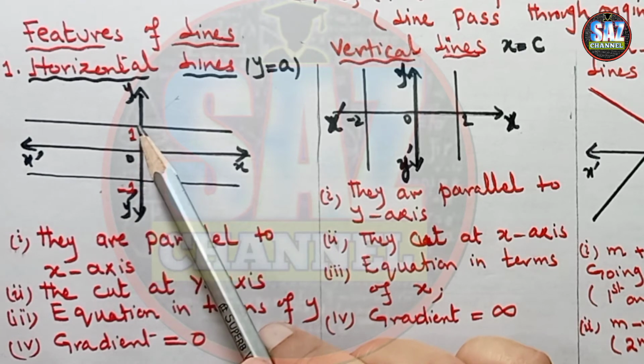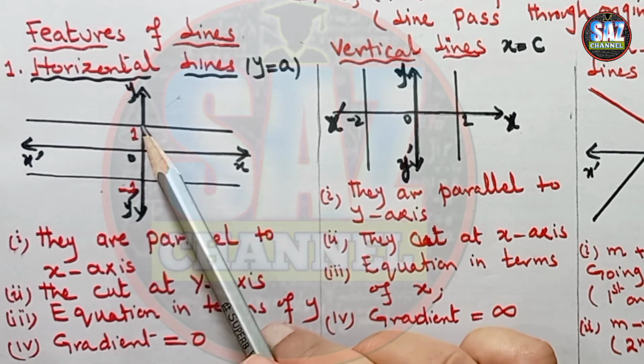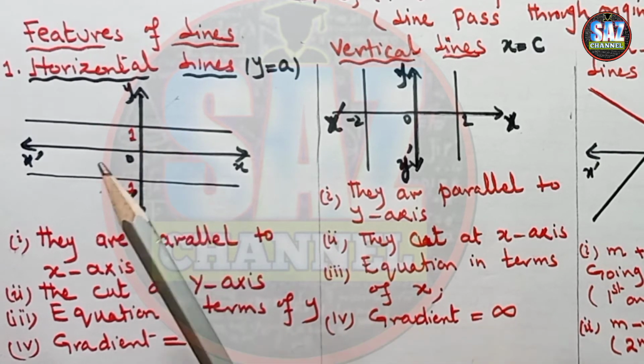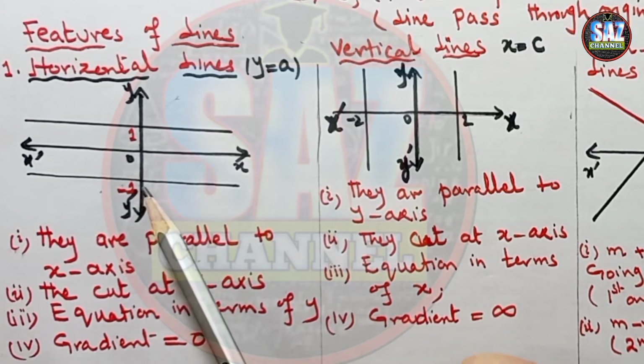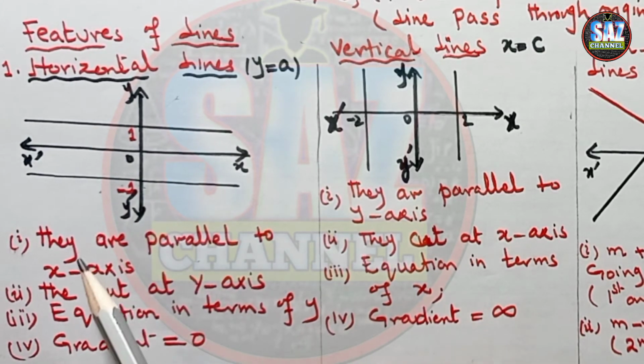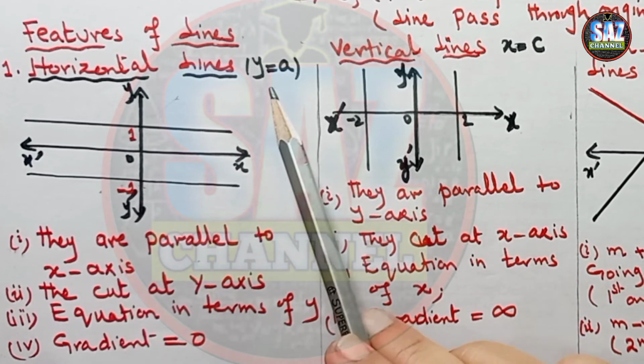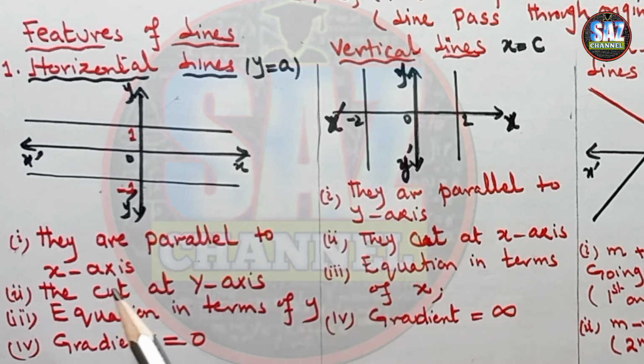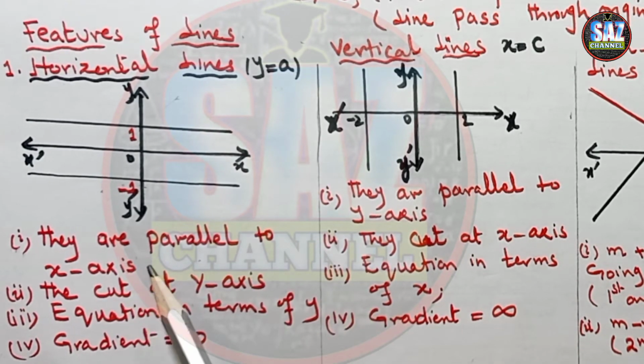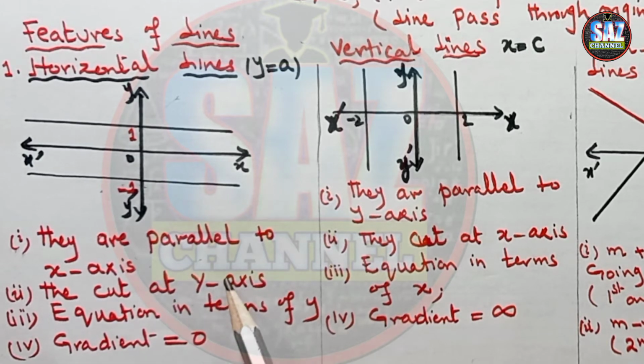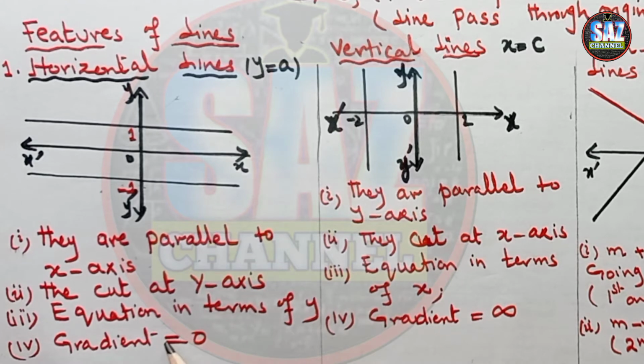If it will be on the above side of the x-axis, then it will have a positive, otherwise it will have a negative. All the lines which are in the form of y is equal to a, or horizontal lines, they are parallel to the x-axis. They cut the y-axis. The equation is in terms of y and the gradient is 0.